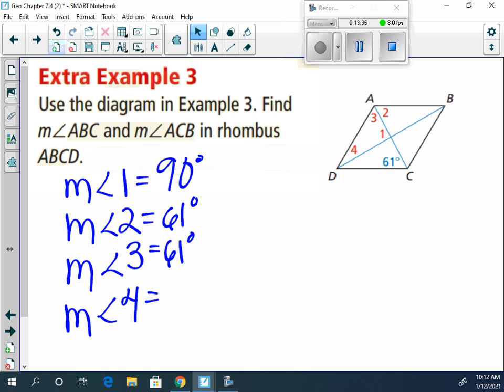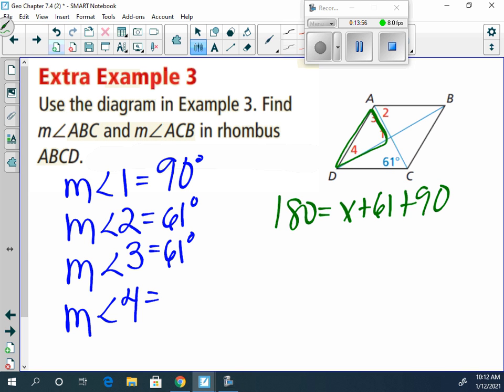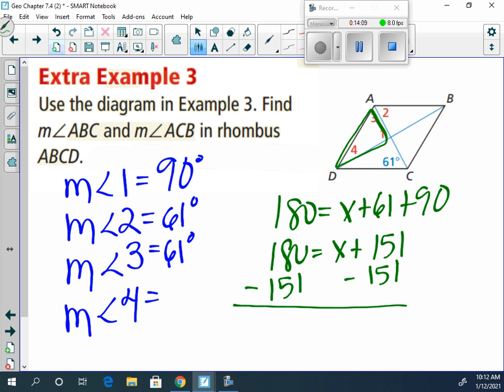That leaves us with angle 4 again. So how can I find angle 4? The triangle. This triangle here. Okay? And that adds up to be 180. So we'd have x plus 61 plus 90. And this would here would be 151. And if I subtract 151 from both sides, exactly, we'll have x is equal to 29.